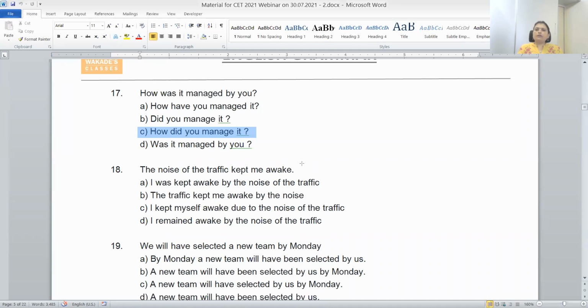Okay. Children, I think we are now on number 18. The noise of the traffic kept me awake. Yes, very simple. Option A, children. Option A. I was kept awake by the noise of the traffic. Very good.